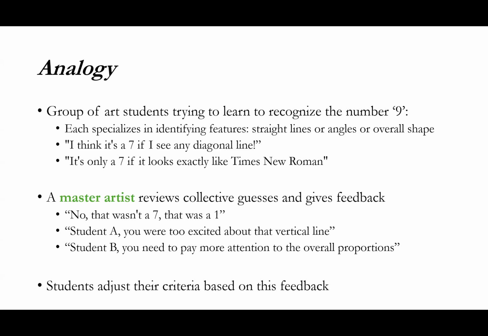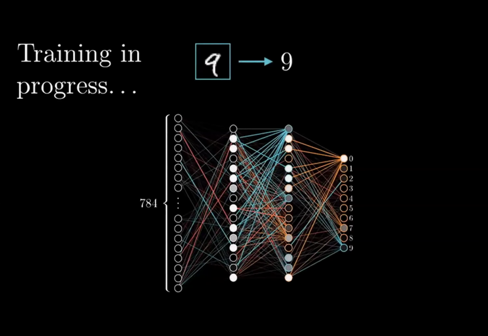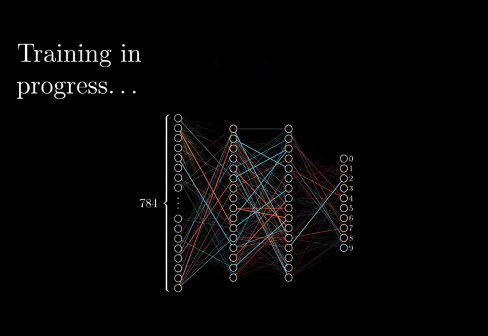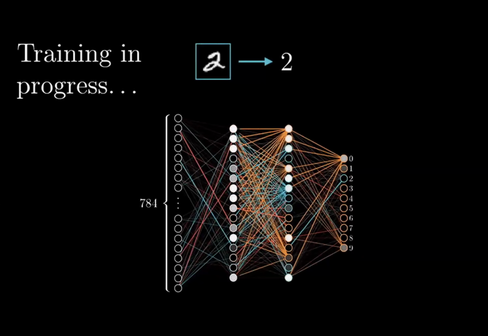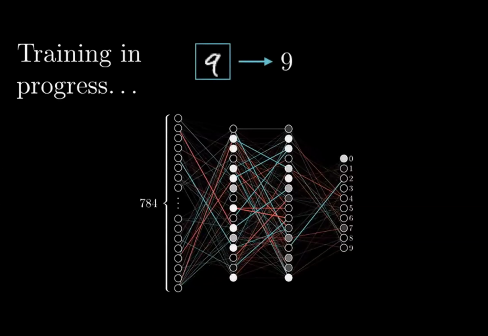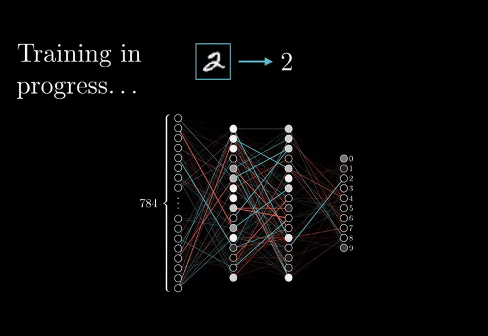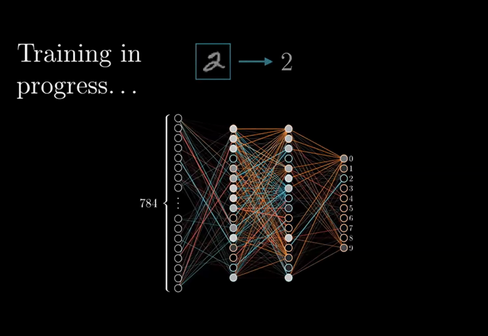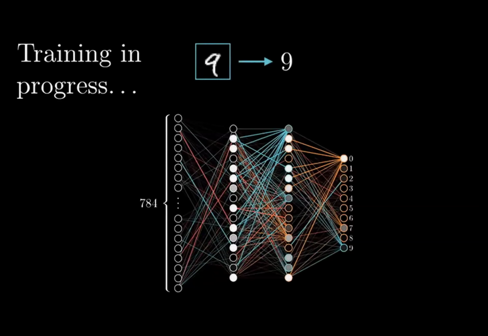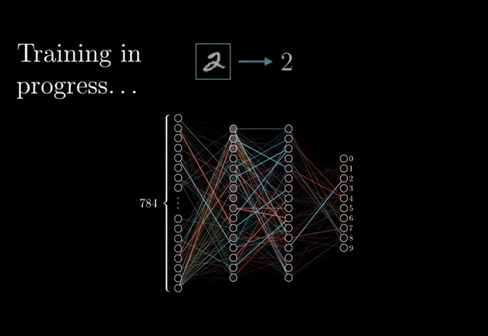And then you have some master artist who reviews all their collective guesses and gets feedback. No, it wasn't a 7, that was a 1. Student A, you were too excited about that vertical line. And that, in a sense, is how deep learning with backward propagation works. Weights, weights, weights. You got it wrong, go back and try again. Weights, weights, weights. You got it wrong, go back and try again, until you can recognize different fonts, different numbers. Now, I'm not saying this is how we do it. I'm saying this is how deep learning does it.